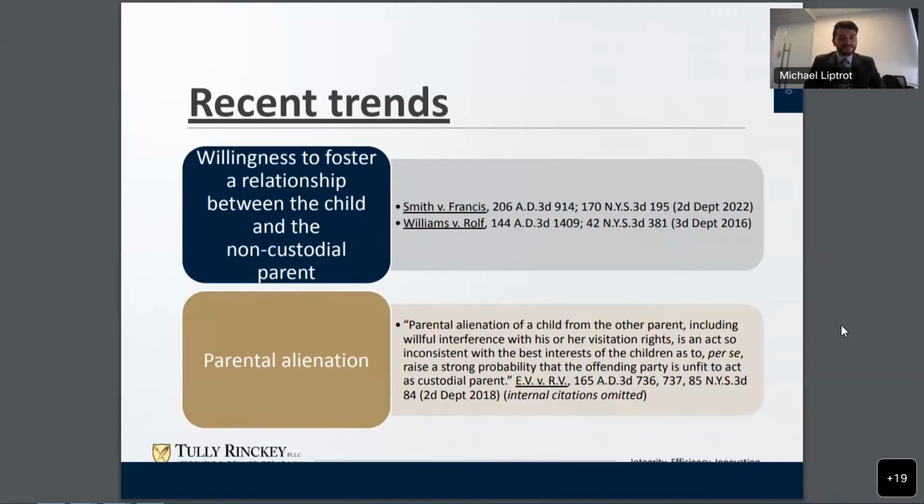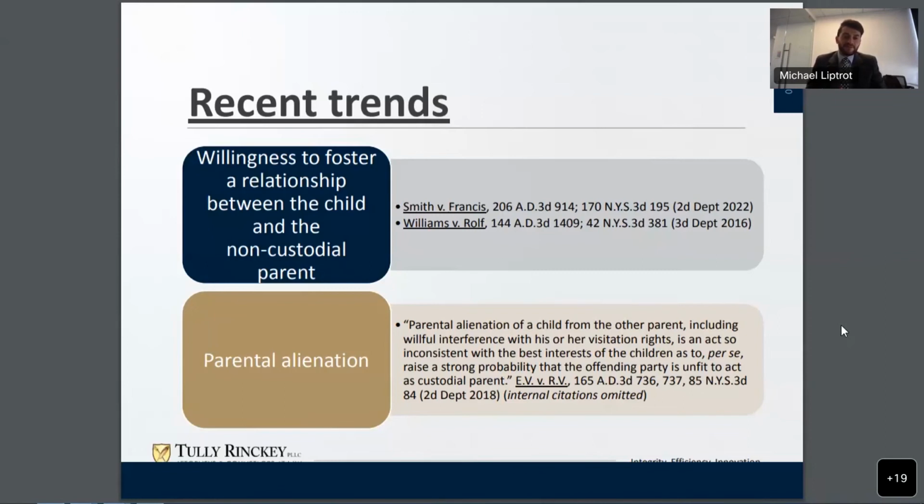They are reading the books and watching videos about it, and they are certain that that is true in their case. You can see here, I put a quote here for parental alienation, and it's important. Parental alienation of a child from the other parent, including willful interference with visitation, is an act so inconsistent with the best interests of the child as to per se raise a strong probability that the offending party is unfit to act as a custodial parent. So if parental alienation is evident in a case, per se, a lack of fitness to be the custodial parent. It's a very important issue.